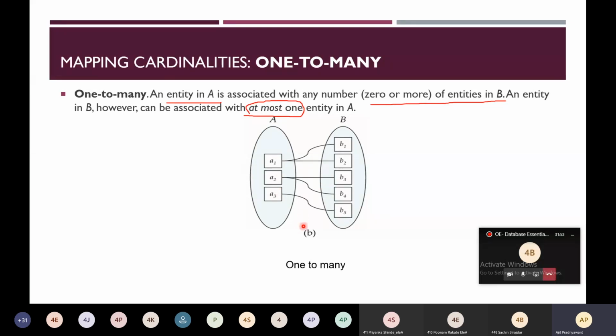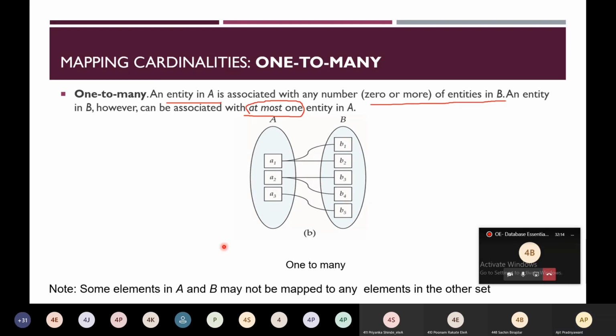That's why this cardinality is called one-to-many. By looking at this diagram, you will understand what is meant by one-to-many. As the name suggests, one entity is related to many entities in the entity set B. That's why it is called one-to-many. Again, there are some elements in A and B that are not mapped to any elements in the other set.